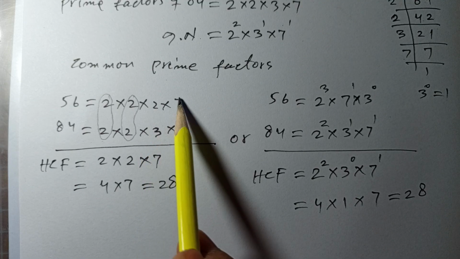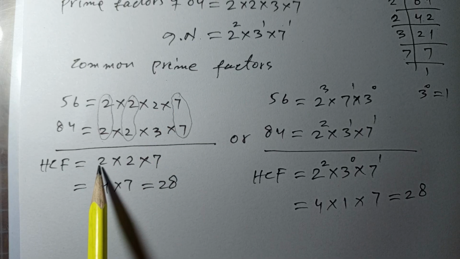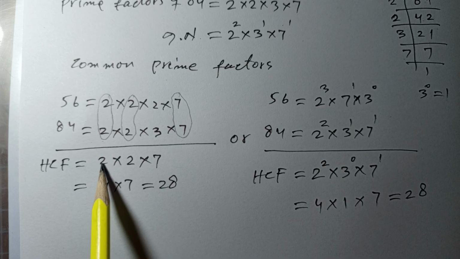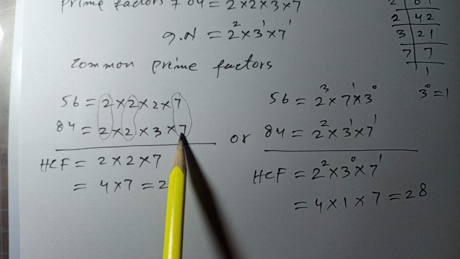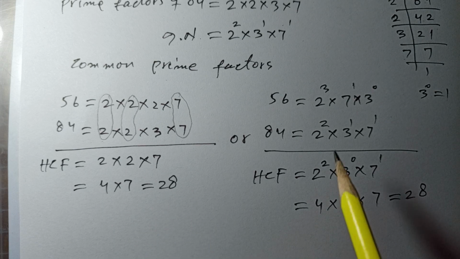Here is no common. In this way you can pick one digit from each loop. From this loop I have taken 2, from this loop 2, and from this loop 7. Then by multiplication you will get the answer.